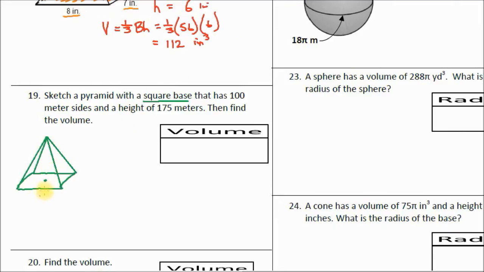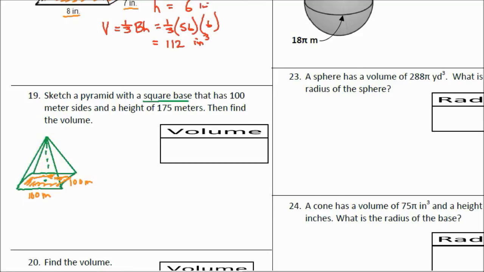And our dimensions are, we've got 100 meter sides. We know it's a square. That means if this is 100 meters, then this is also 100 meters. So we already have our length and width of our base. And let's go ahead and shade the base right now, since we know we're going to pick the bottom square as the base. And then our height is 175 meters. Height goes straight from the apex.